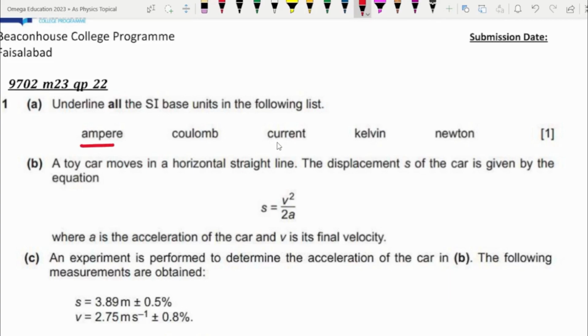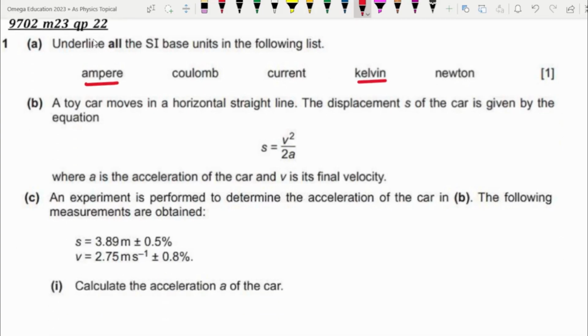Current is a base unit. Sorry. Yeah, ampere. Current is not a base unit. It is a physical quantity. Kelvin is a base unit for thermodynamic temperature. Newton is not a base unit. Okay, Newton is given in terms of kg m s minus 2.